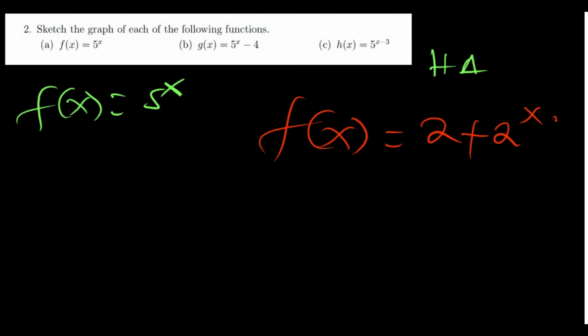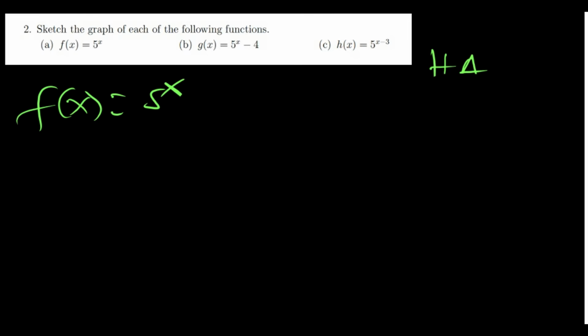Now let's start with the first one. There are a few steps you have to follow to graph an exponential function. The first is to identify the horizontal asymptote. In this case we don't have anything added, so the horizontal asymptote is going to be 0.